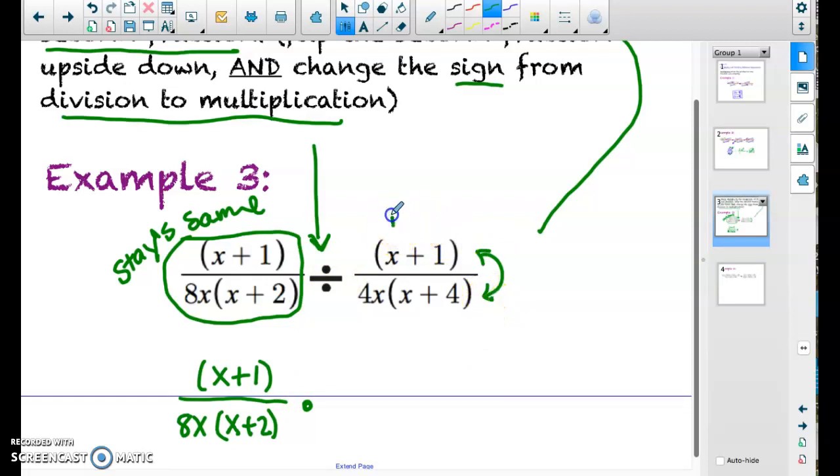or take the reciprocal of this one. It's always the second fraction that you take the reciprocal of. The first fraction is always going to stay the same. The second fraction you always flip upside down. So on the top, I will have 4x times the x plus 4, and the x plus 1 will go on the bottom.